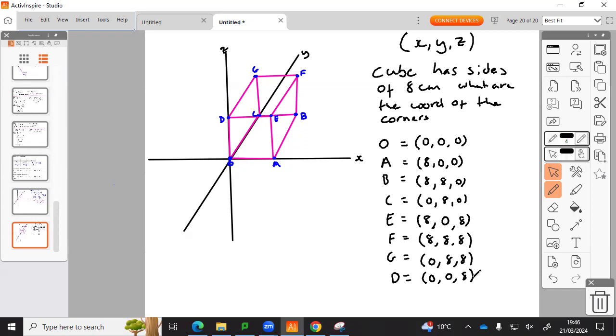Okay. I'm going to snip that and copy that.